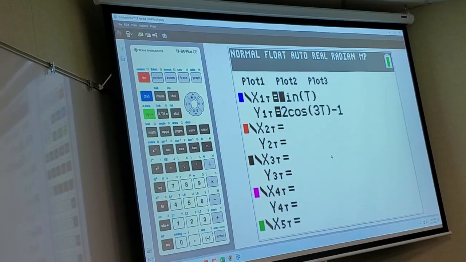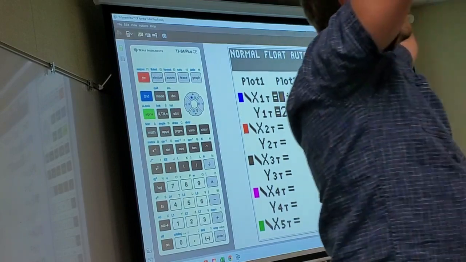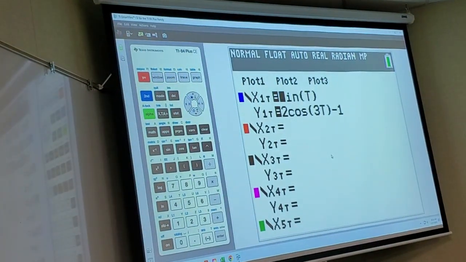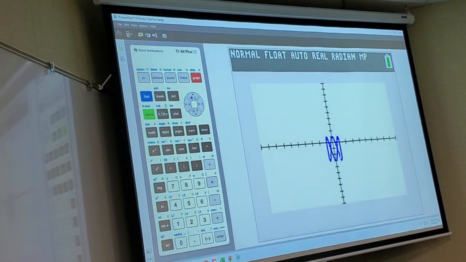Because the x direction is controlled by sine, so it can go between negative 1 and 1. The y, now be careful. In the y direction, how far can it go? What's the amplitude on the y? 2, and it's been shifted by 1, right? So it's going to go from like negative 3 up to 1. And let's see if that's what it does. Yes, negative 3 up to 1. Do you guys see that?